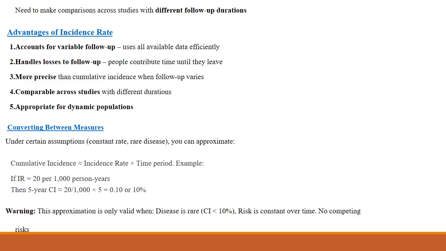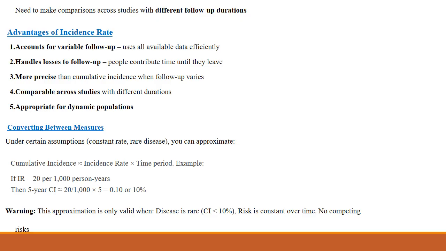Converting between measures. As we discuss in our main contents, we will discuss their relationships. So how can we convert cumulative incidence to incidence rate? Under certain assumptions, constant rate and rare diseases, you can approximate cumulative incidence as incidence rate multiplied by the time period. For example, if incidence rate equals 20 per 1000 person-years, then the 5-year cumulative incidence is 20 divided by 1000 multiplied by 5, equal to 10%.